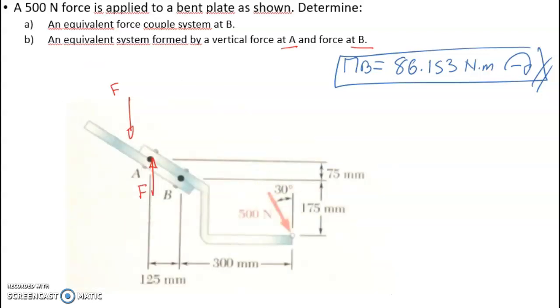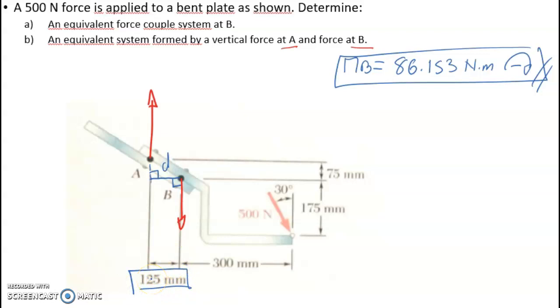We want to create an equivalent system of a couple applied at A, a vertical force like that, and at B, a vertical force like that. Now, to create a couple with two vertical forces, we need the perpendicular distance between these action lines, and that perpendicular distance will be this one right here. And we already have it.